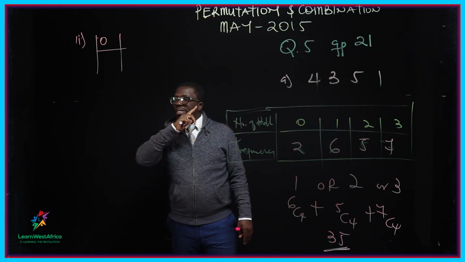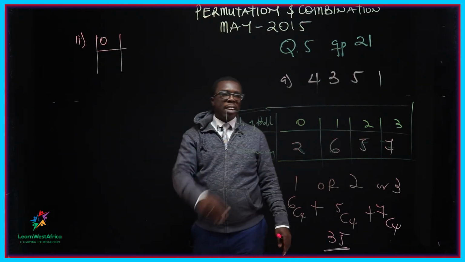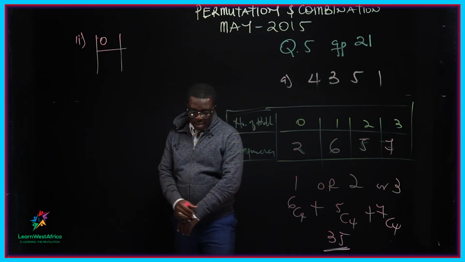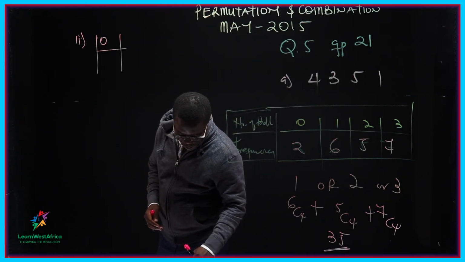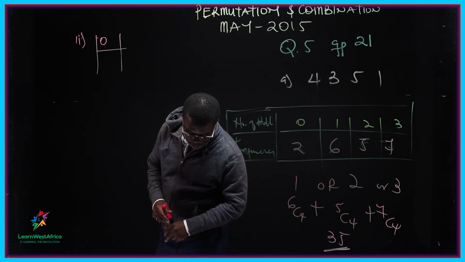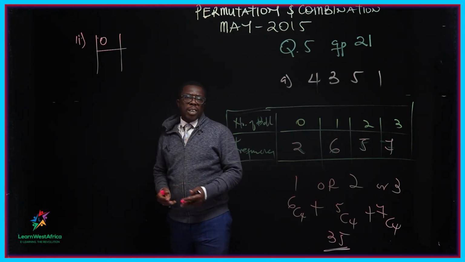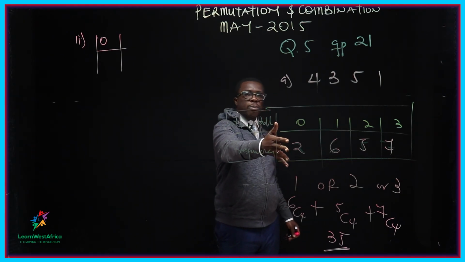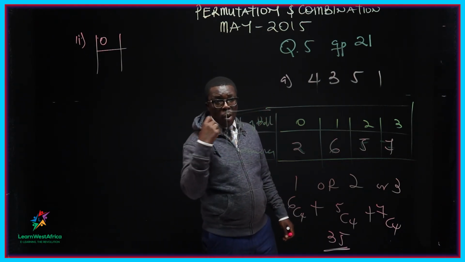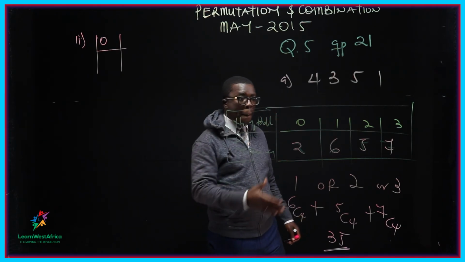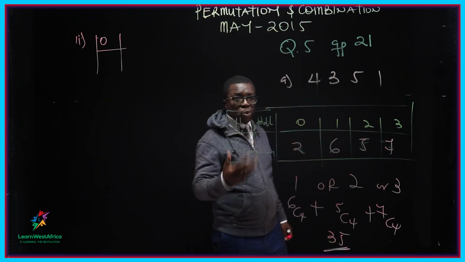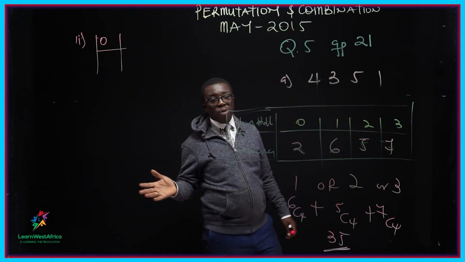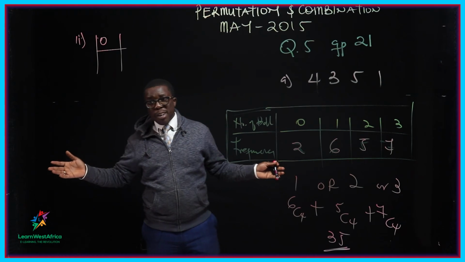So what do we do? Any idea? You look at the distributions there. The problem tells us that the 4 balls all have different numbers. So if all the 4 balls have different numbers, then from the ball labeled 0, we choose 1. The one labeled 1, we choose 1. The one labeled 2, we choose 1. The one labeled 3, we choose 1. That's all. When we do that, we can have all our 4 balls with different numbers.